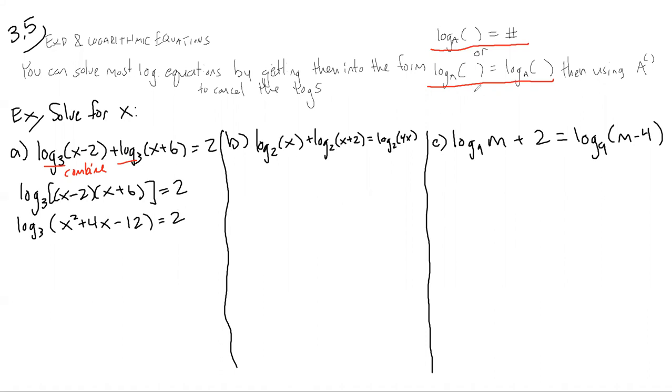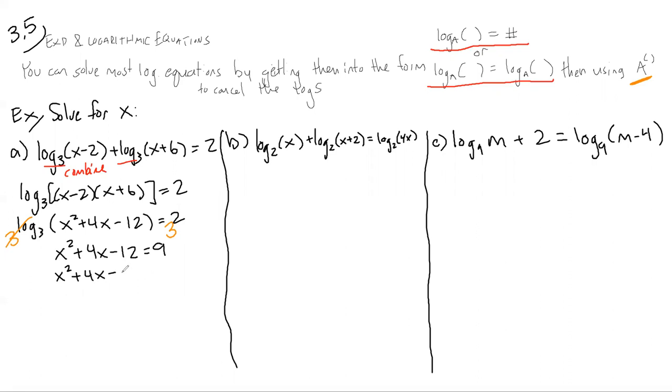So now that I've got it in that form, what I'm going to do is use whatever base goes with the logarithm to cancel. So I'm going to do base 3 on both sides. And so now the logs cancel. I have x squared plus 4x minus 12 equals 9. I can pull the 9 over. I can see that this is now a parabolic equation, a quadratic.